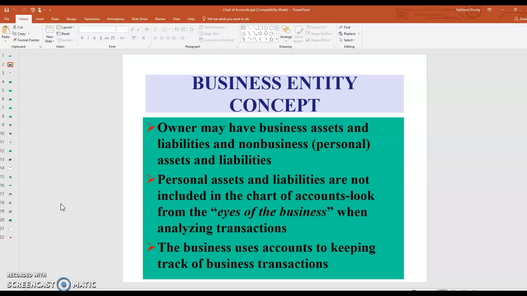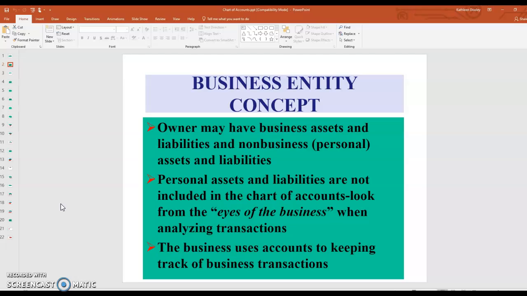And so this is what we're going to talk about. First, we need to talk about the business entity concept and how it affects accounts. If you look at any particular owners and businesses, the owners may have personal assets and personal liabilities, and the business has its own assets and liabilities. Even if, as we learned in Chapter 1, the owner is a sole proprietor, and legally, in that case, the owner is the business and the business is the owner.